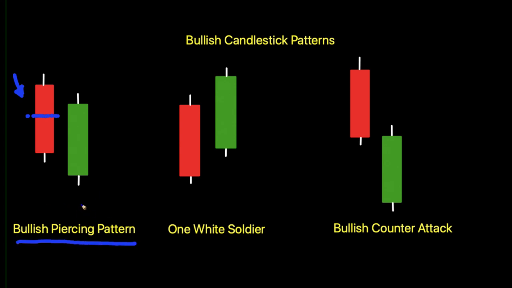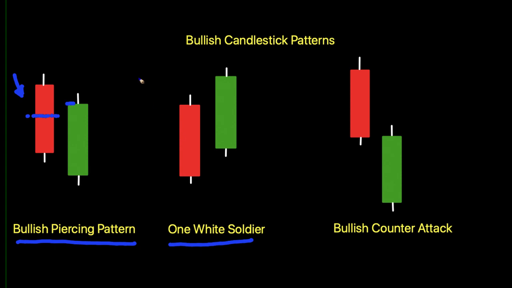Bullish piercing pattern, where the green candle starts below the red candle and closes in the upper half of the red bodied candle. You see this closing is exactly in the upper half of this red candle. Right. Then the next pattern is one white soldier.